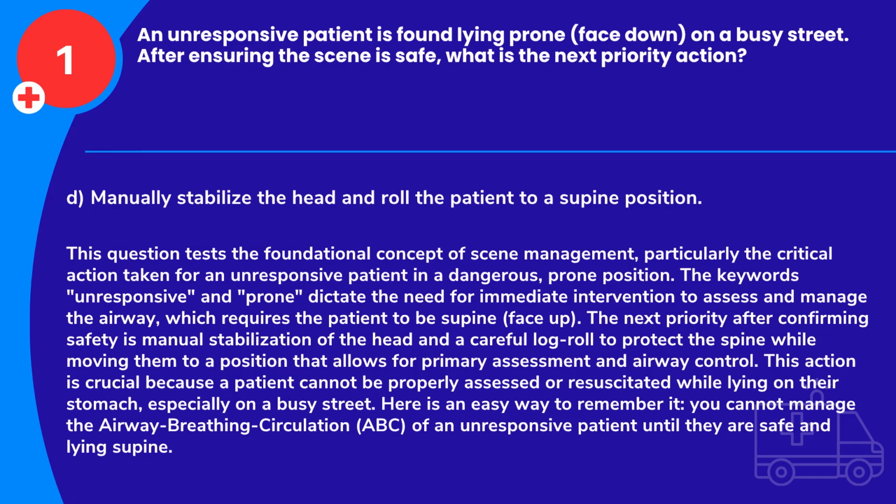The next priority after confirming safety is manual stabilization of the head and a careful log roll to protect the spine while moving them to a position that allows for primary assessment and airway control. This action is crucial because a patient cannot be properly assessed or resuscitated while lying on their stomach, especially on a busy street. Here is an easy way to remember it. You cannot manage the airway, breathing, circulation, ABC, of an unresponsive patient until they are safe and lying supine.